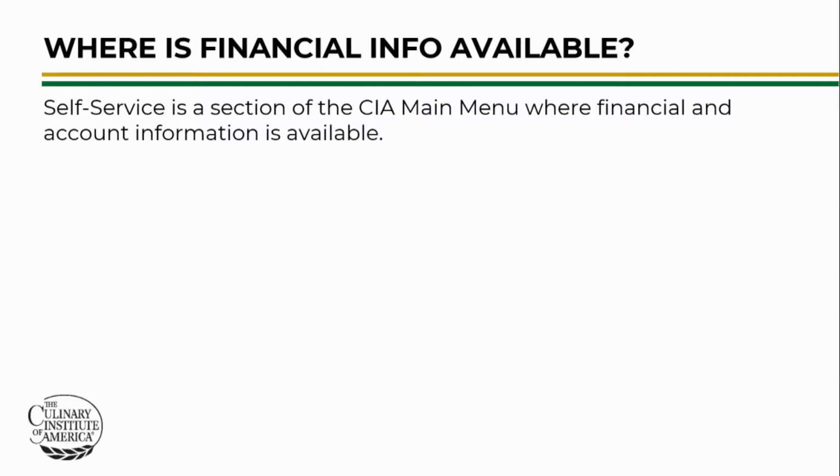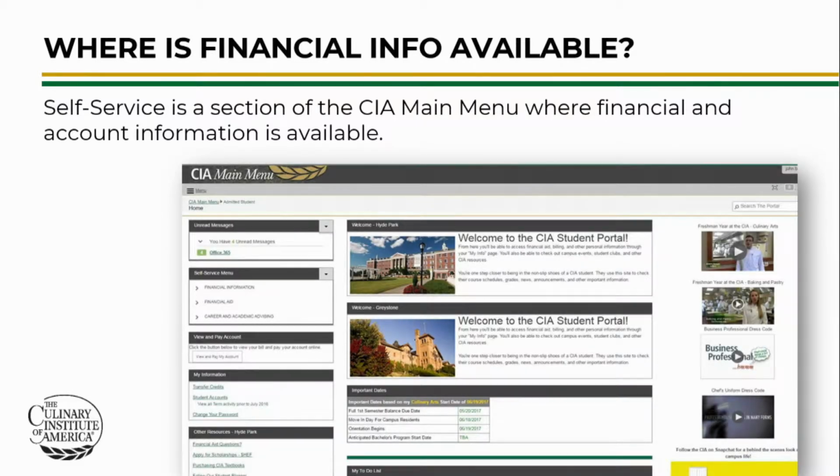So where is financial information available on the portal? It's in the self-service section. That's a part of CIA main menu where financial aid account information is available. That's where it is on the page there.